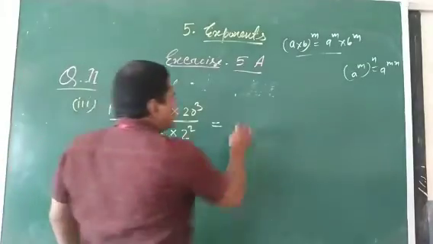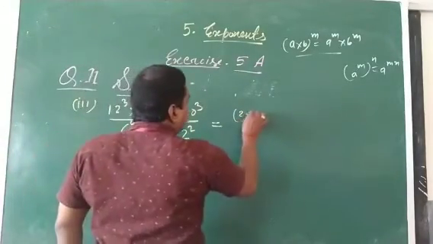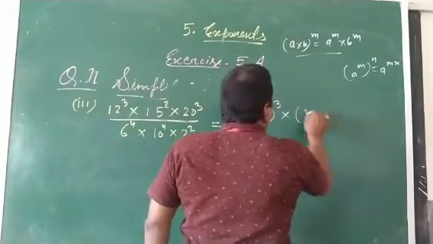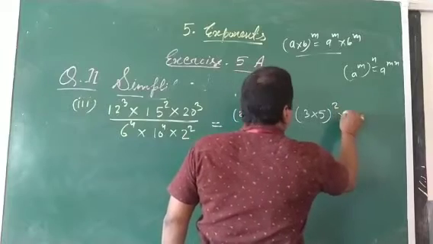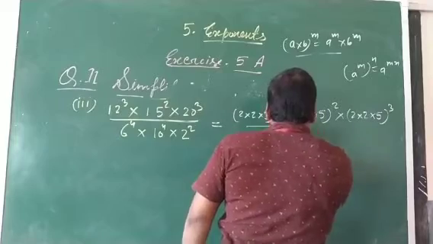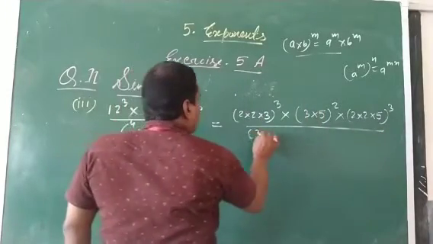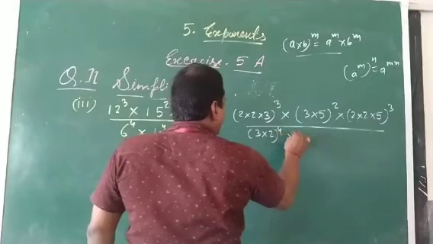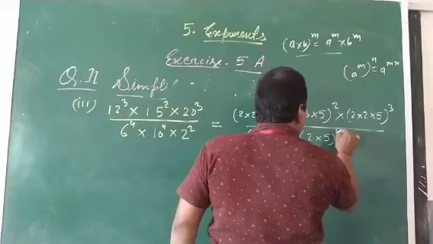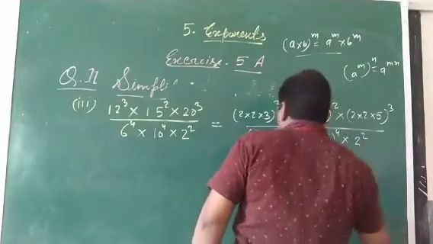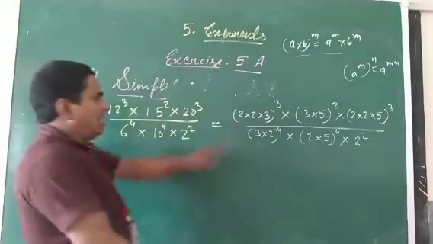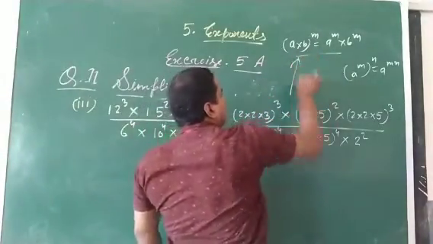Here 12 is given, so write its prime factorization: 2 2s are 4, 3 4s are 12, to the power 3. 3 5s are 15 to the power 2. 20: 2 2s are 4, 5 4s are 20, to the whole power 3. And here 3 2s are 6 to the whole power 4. And here 2 5s are 10 to the whole power 4. Here 2 to the power 2. Okay, clear?